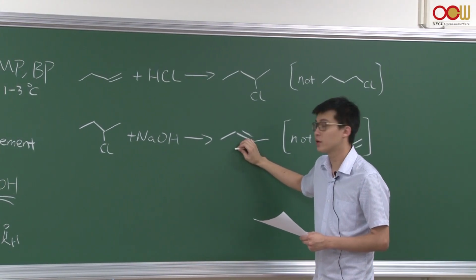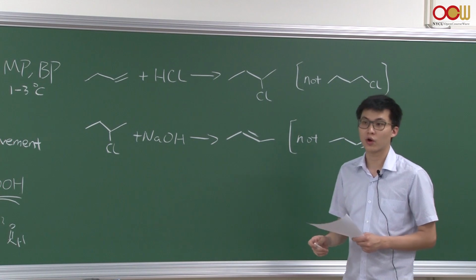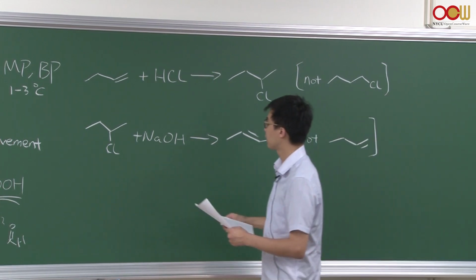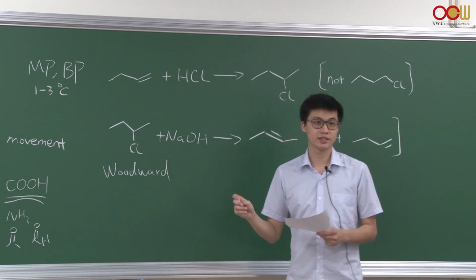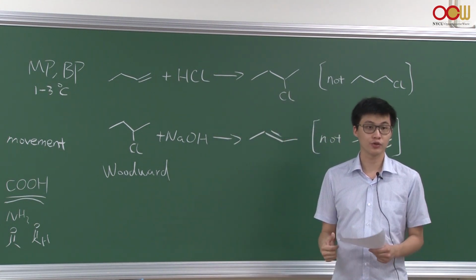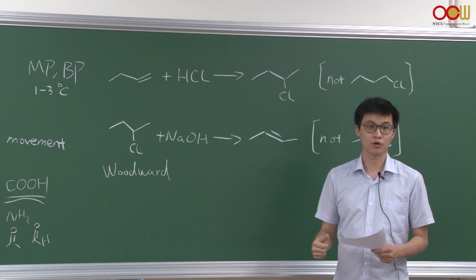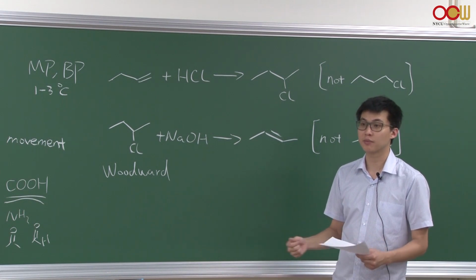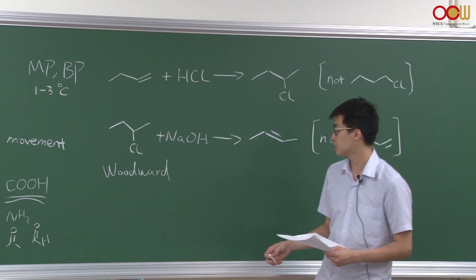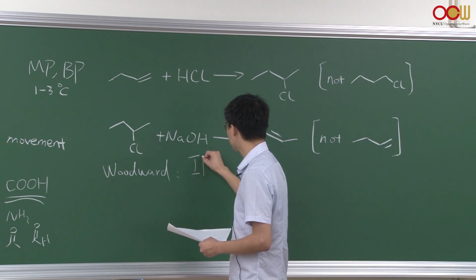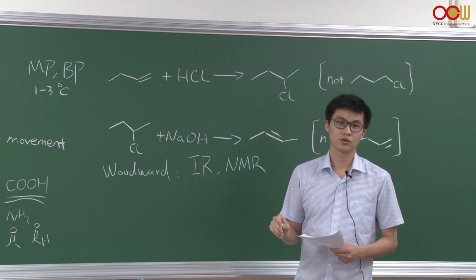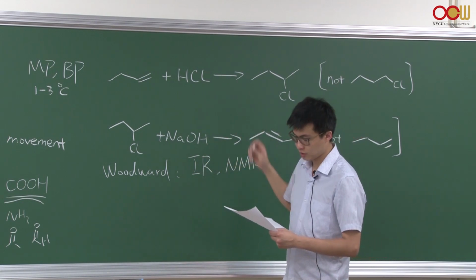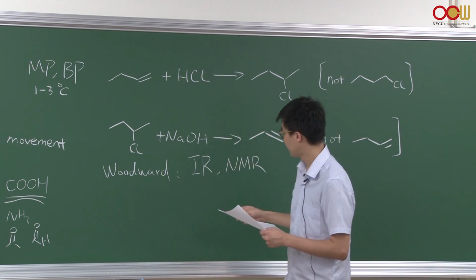So nowadays, I mentioned Woodward in the last lecture. In the 50s and 60s, people started knowing how to use electronics, right? Then they started building these instrumentation that we use nowadays. Woodward used a lot of IR and NMR spectroscopy to characterize organic compounds, and we'll talk about it in a little bit.